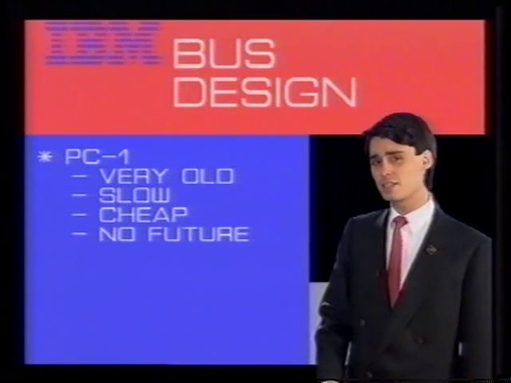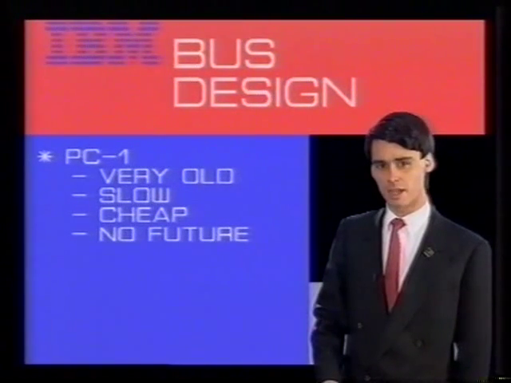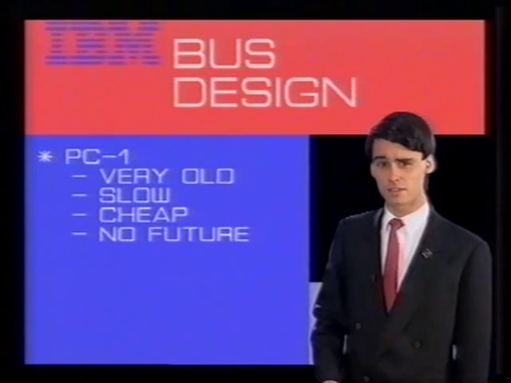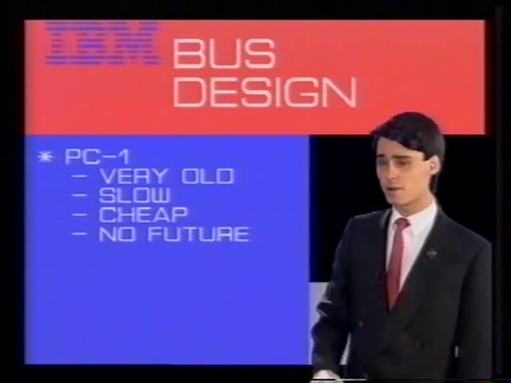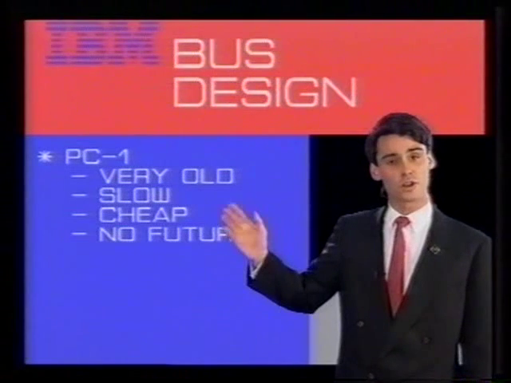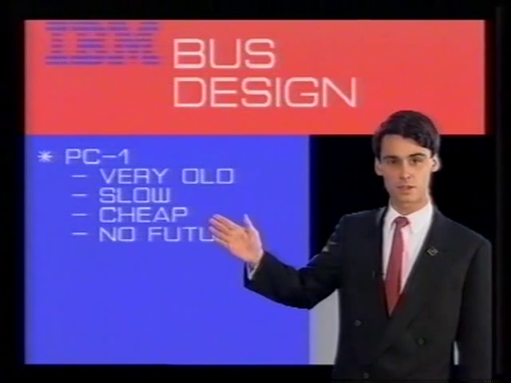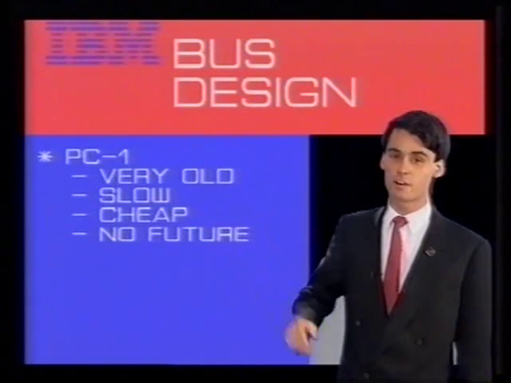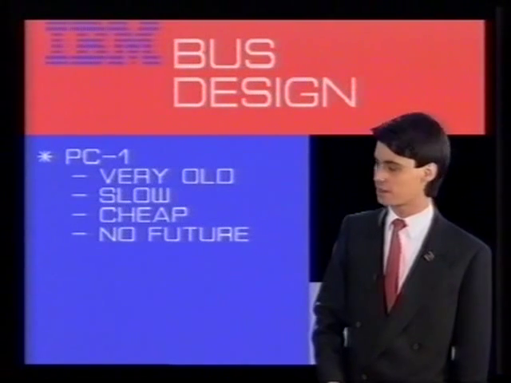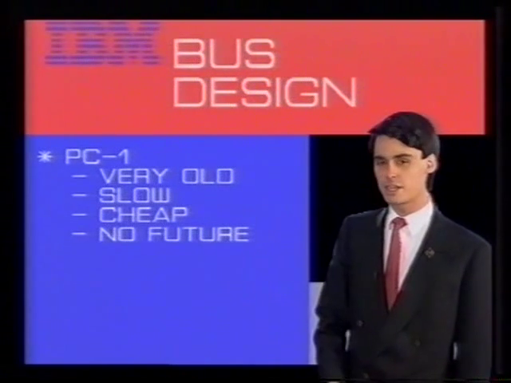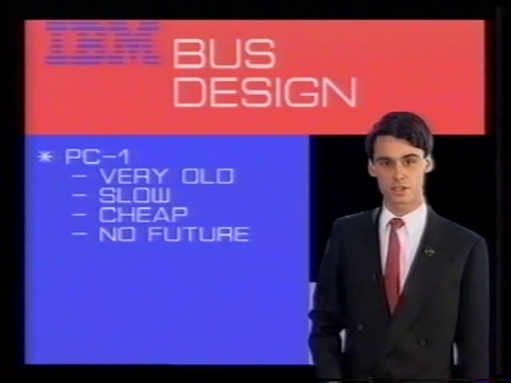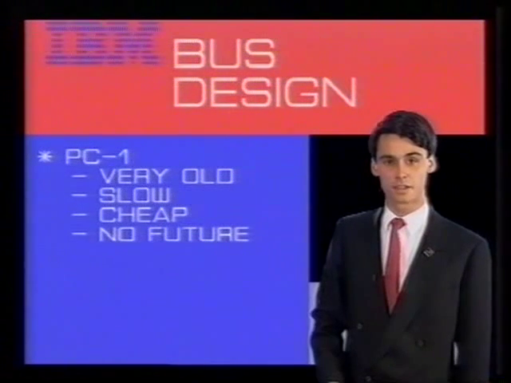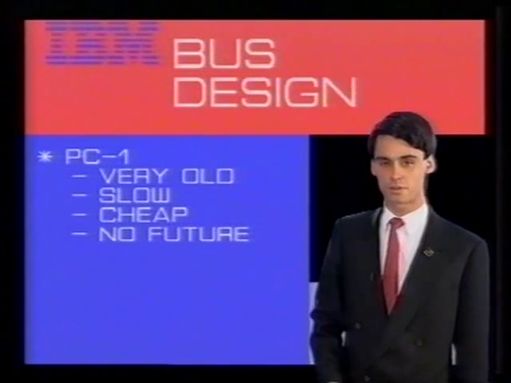The IBM PC1 ran at 4.7 megahertz, and that's the slowest there is. It's also a very cheap architecture. You can go out and buy an IBM PC1 original or a clone for about $500 on the market today. But considering the age and the technology of this particular design, there really isn't any future for the IBM PC1.